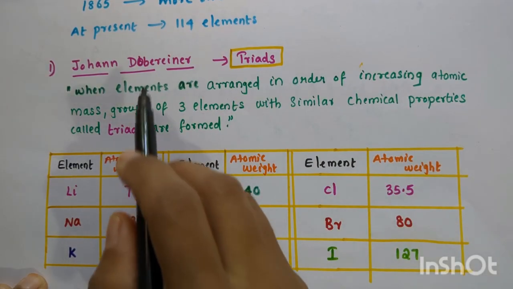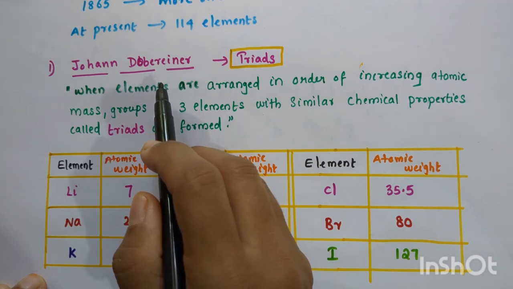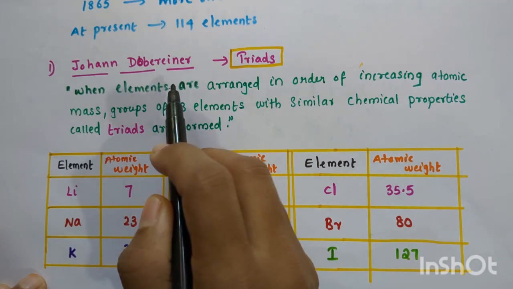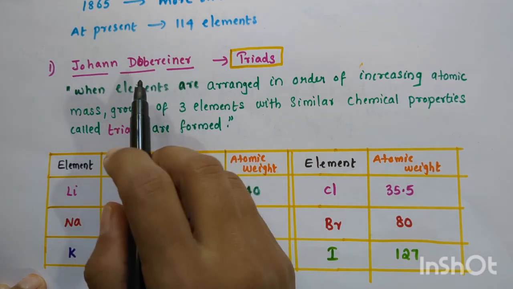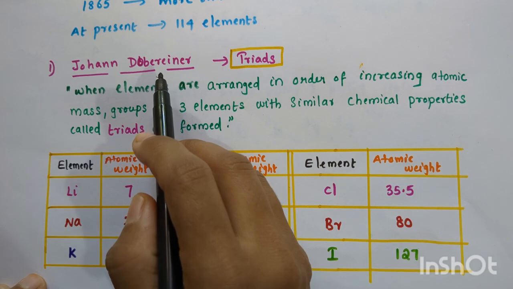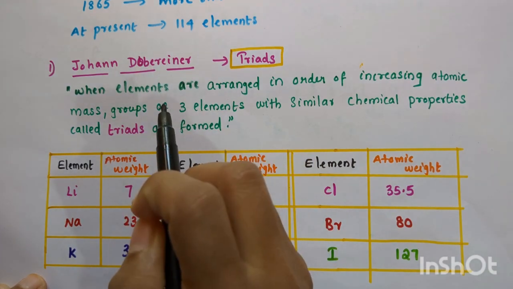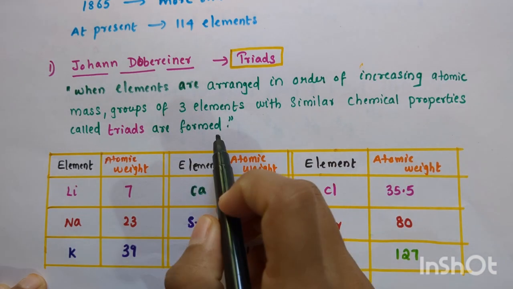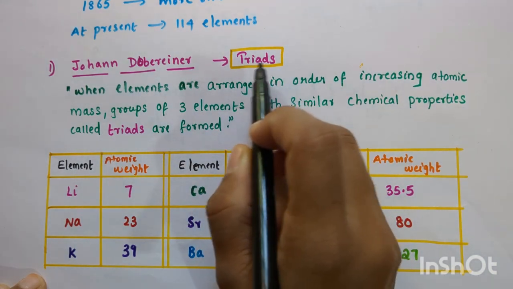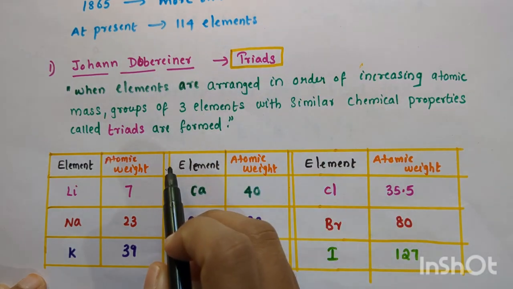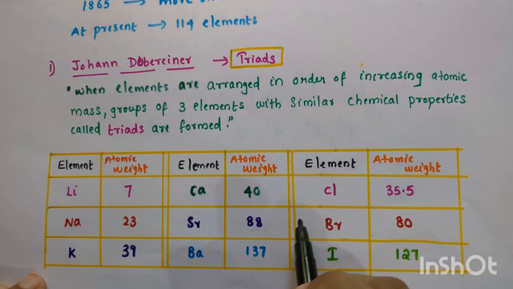A German chemist, Johann Dobereiner, noted the similarity among the physical and chemical properties of several groups of three elements, called triads. (The pronunciation of the names of these scientists may be different, please excuse me for that.) You see, this table represents Dobereiner's triads.